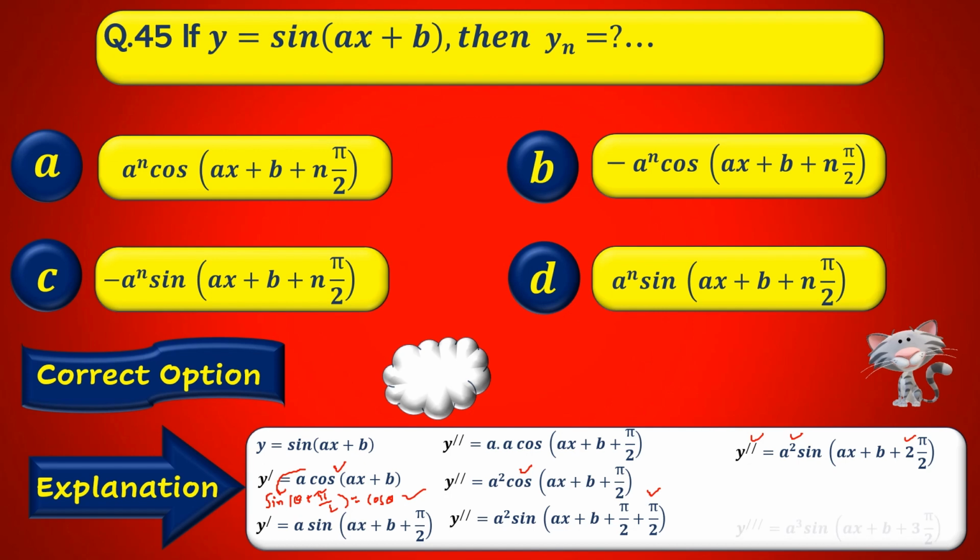Similarly, we can write y triple dash as a cube sine of ax plus b plus 3 pi by 2. And eventually, continuing in this way, yn will be equal to a raised to power n sine of ax plus b plus n into pi by 2. Therefore, the correct option is option D.